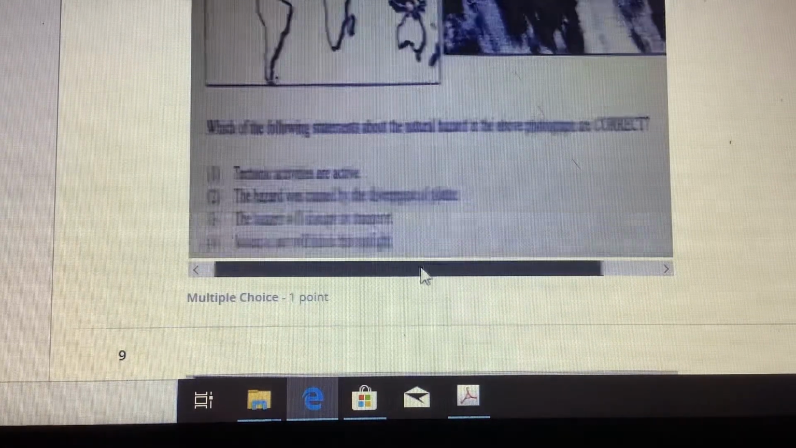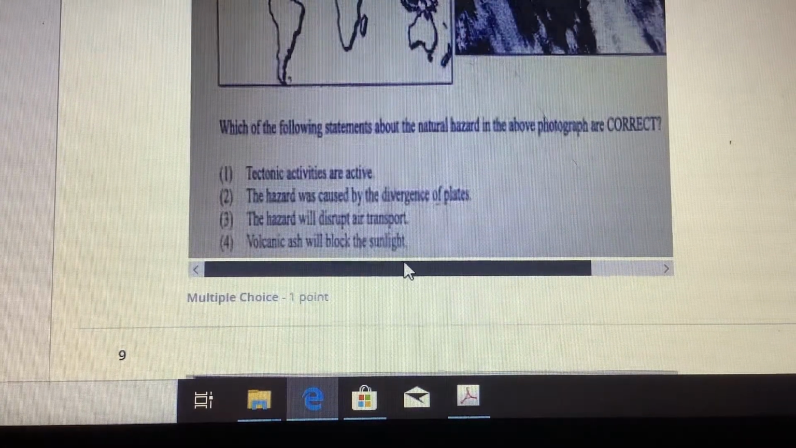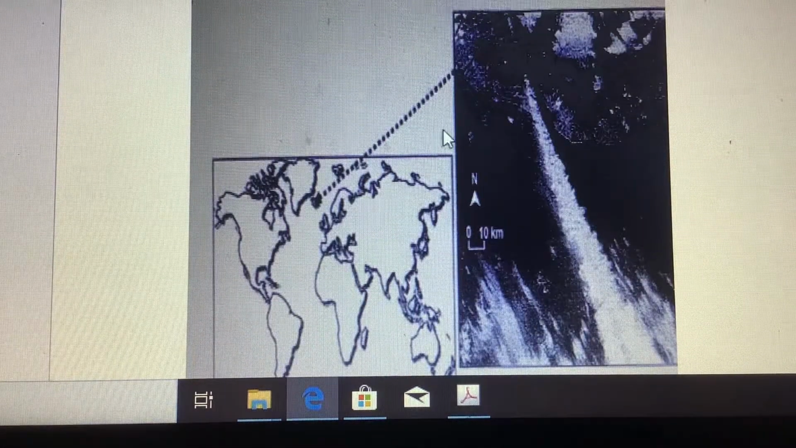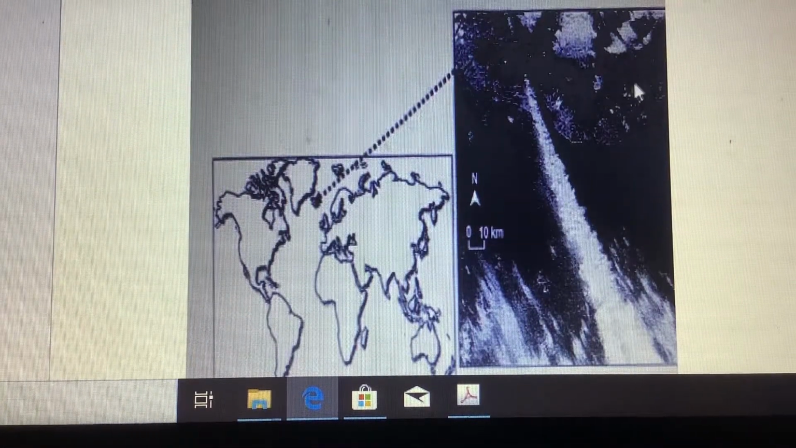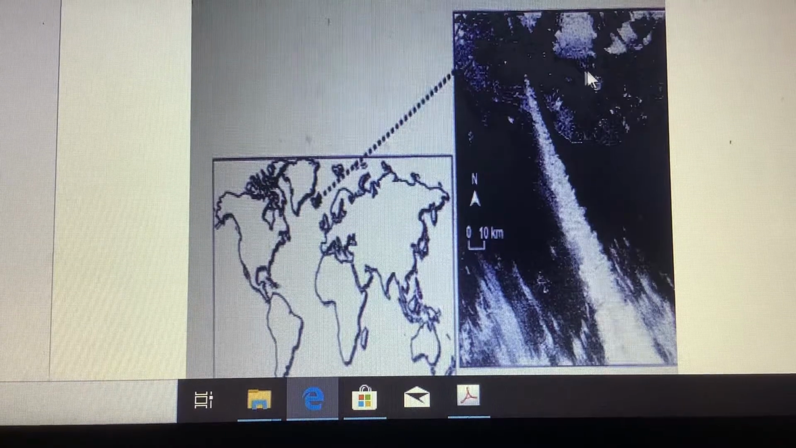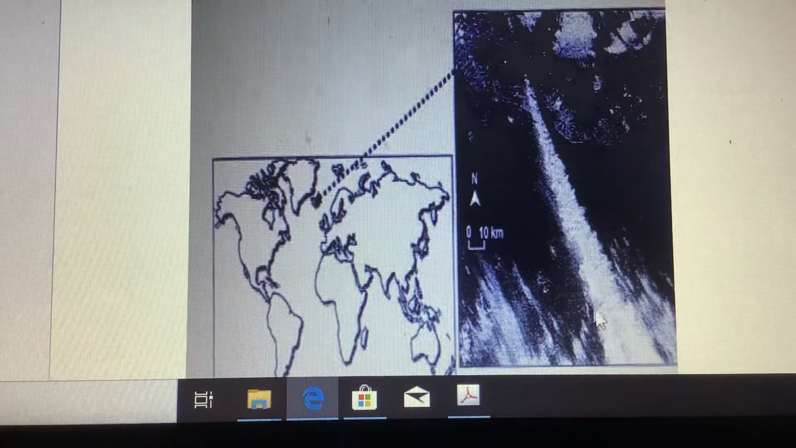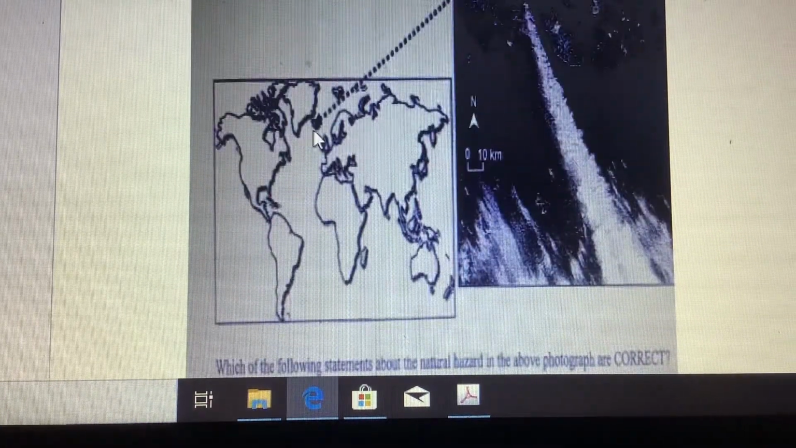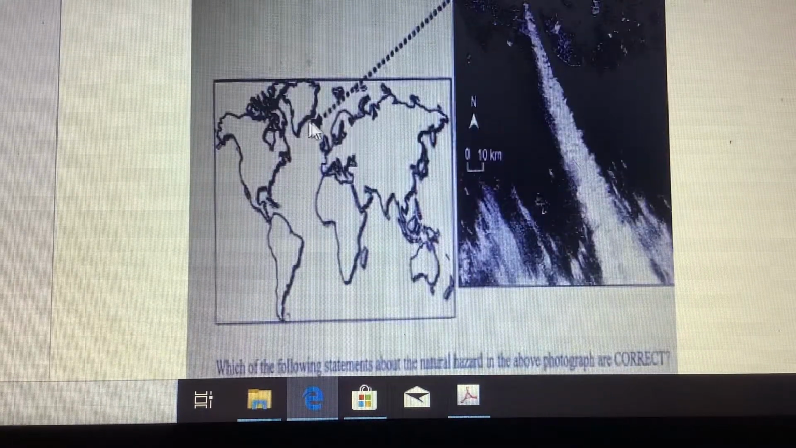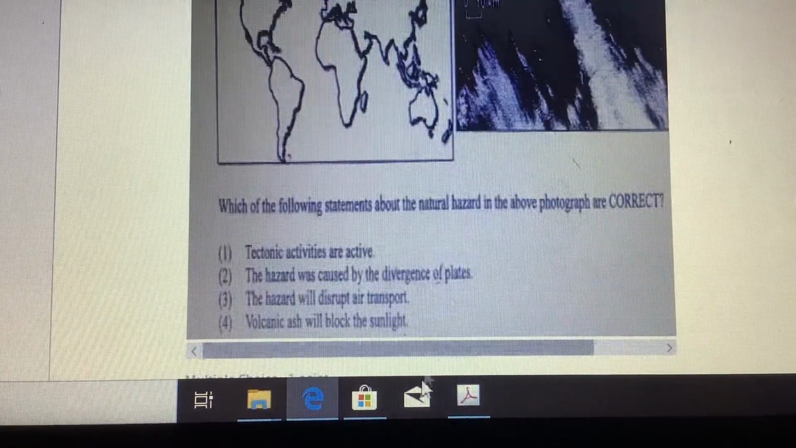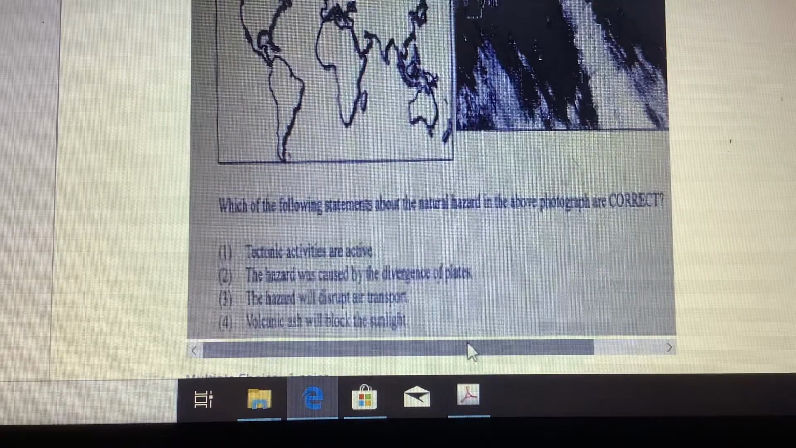Which of the following statements about these tectonic hazards are correct? Sorry about the poor definition of the photo, but you can see there is smoke coming out. I think it should be a volcano, right? And also it is in Iceland. In Iceland, most of the tectonic hazards should be volcanoes, volcanic eruptions.